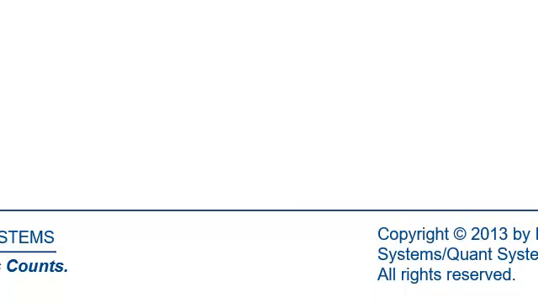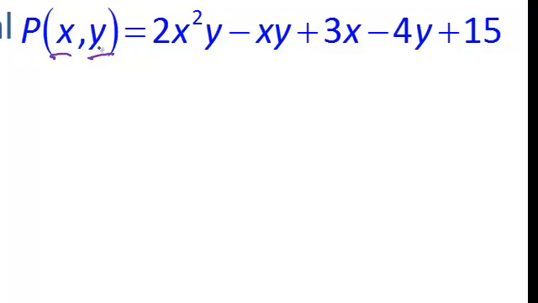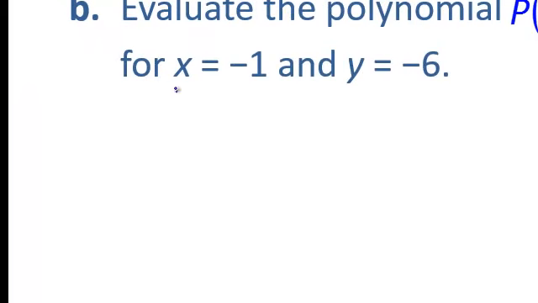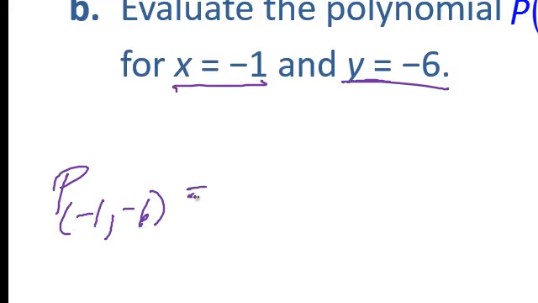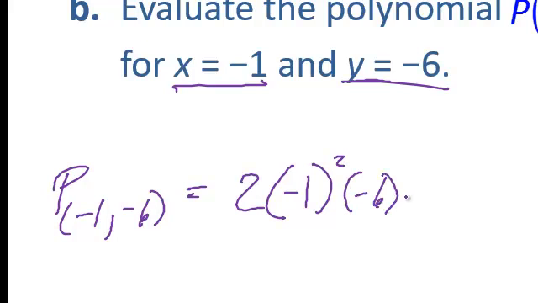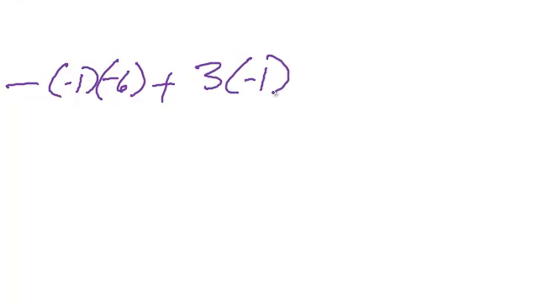Now here's one more where we have two variables, x and y, kind of like an ordered pair right here. And they want us to find it for x equals -1, y equals -6. And so p of -1, -6 would be equal to 2 times -1 squared times -6, minus -1 times -6, plus 3 times -1, minus 4 times -6, plus 15.